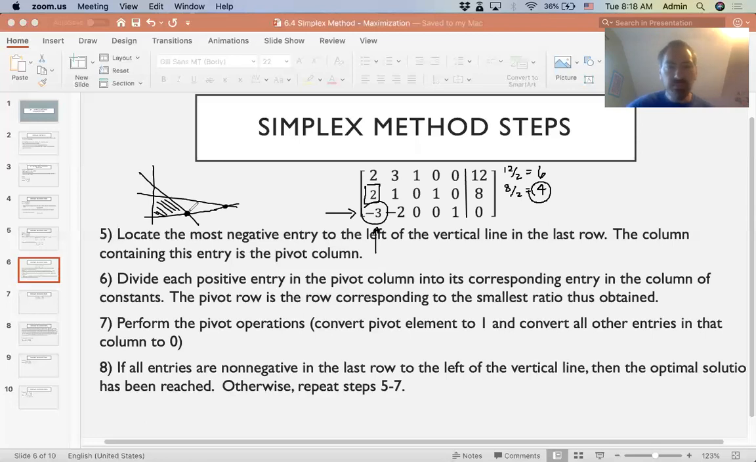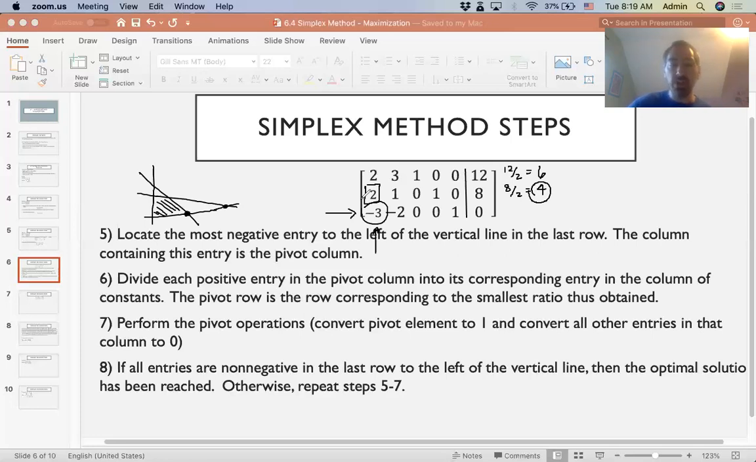All right, so this 2 is going to be our pivot. So we're going to make this 2 become a 1, and everything else in that column become a 0. We're still using that Gauss-Jordan elimination method, but instead of the first entry being set to 1, we're letting the second entry be set to 1 because that's our smallest x-intercept. All right, so step 7, perform the pivot operations, convert this to 1, and everything else in that column be zeros. And then step 8, we're going to work through step 7 in the next slide.